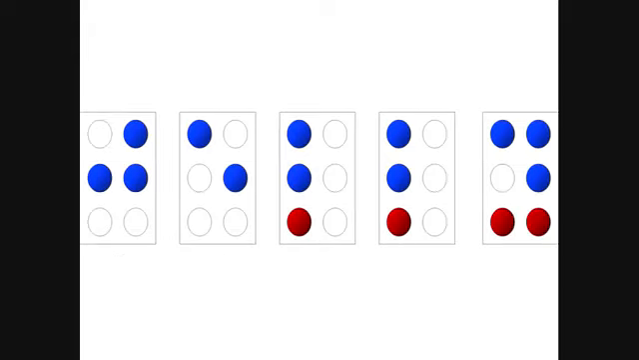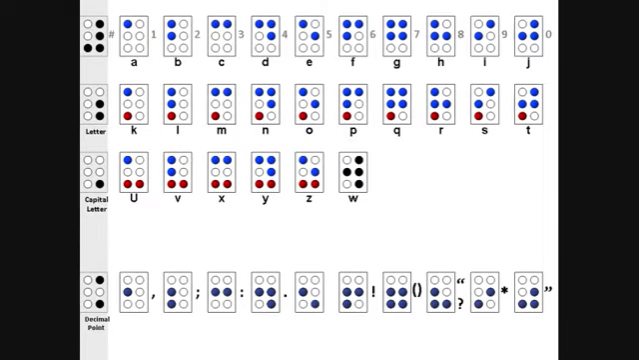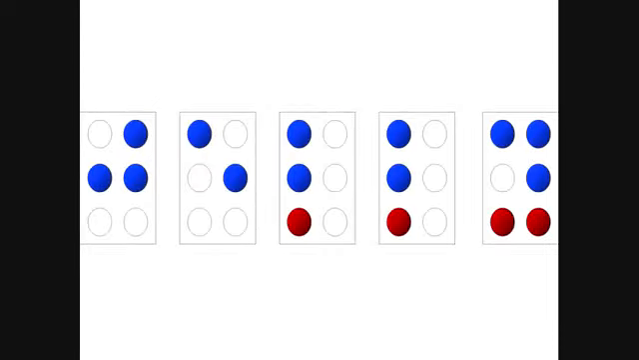Let's try another one. The first two cells we know are from letters A through J, because only the top 4 dots are used. The next two cells are from letters K through T, because dot 3 is also raised. And the final cell is from letters U through Z, since dot 3 and dot 6 are also raised. So let's take a sneak peek back to all of our cells again. And so if you guessed correctly, then you came up with the word jelly.